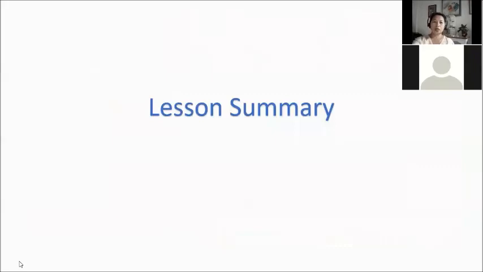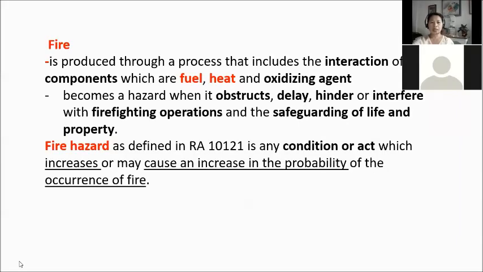Okay, for our lesson summary, fire is produced through process that includes the interaction of its components. So what are these components? The fuel, the heat, and oxidizing agents. And fire becomes a hazard when it obstructs, delay, hinder, or interfere with firefighting operations and the safeguarding of life and property. RA 10-121 define fire hazards as any condition or act which increases or may cause an increase in probability of the occurrence of fire.